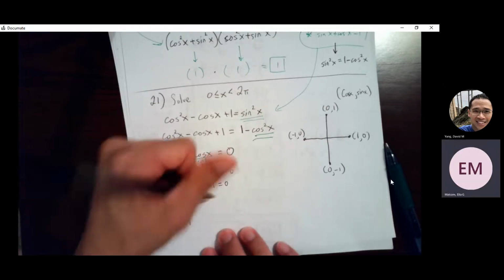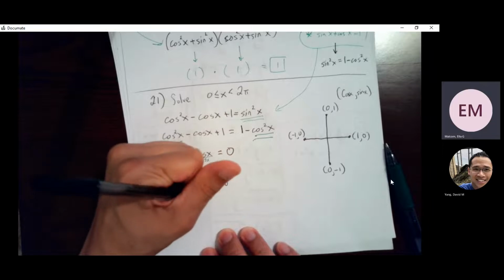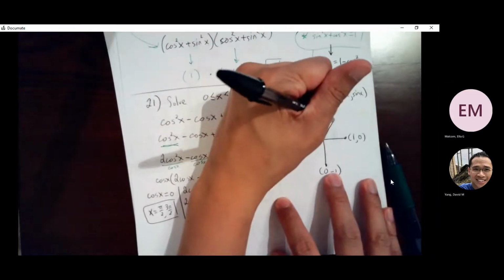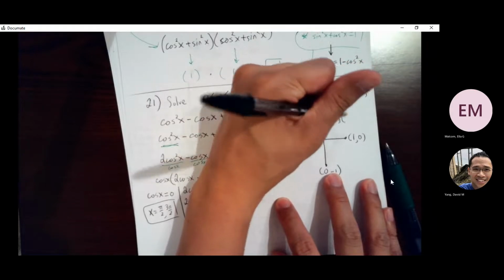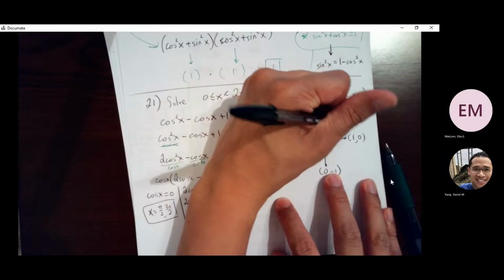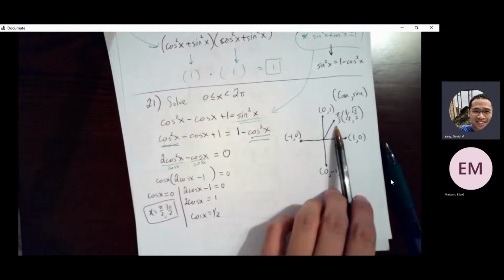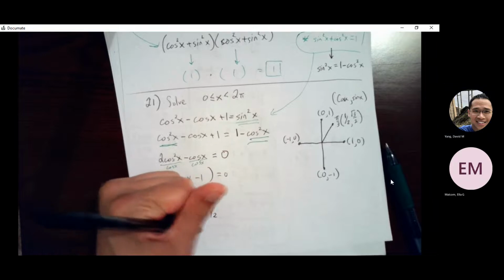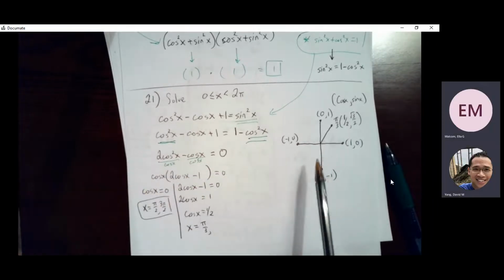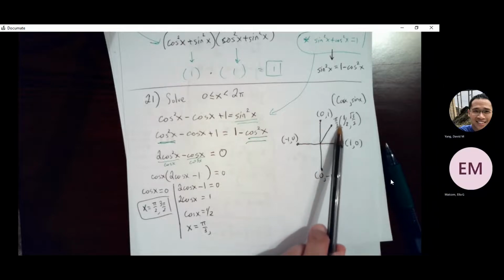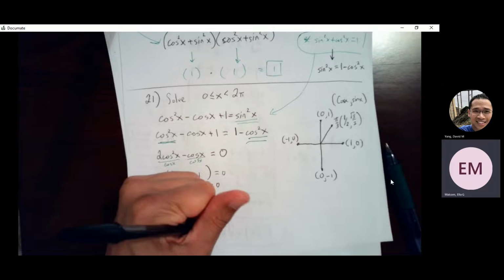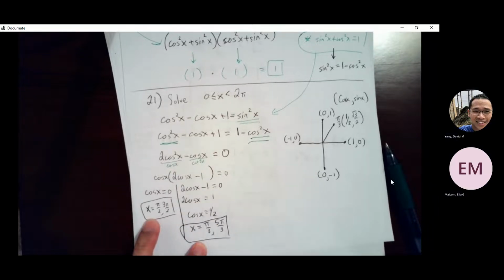Okay, and then when cosine equals 1/2, which will be pi over 3. And where else is cosine positive? In the fourth quadrant. So do you know the fourth quadrant version of pi over 3? Same denominator. 5 pi over 3? That's right. So we have 4 solutions.